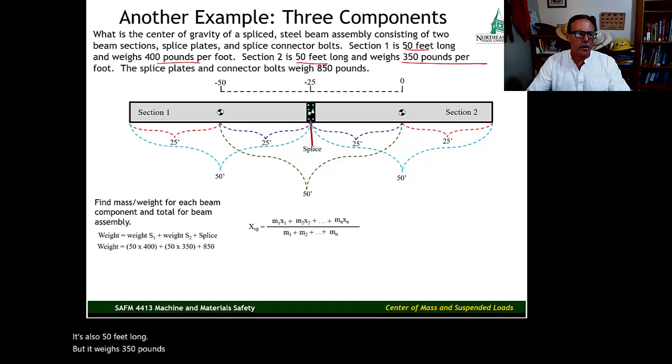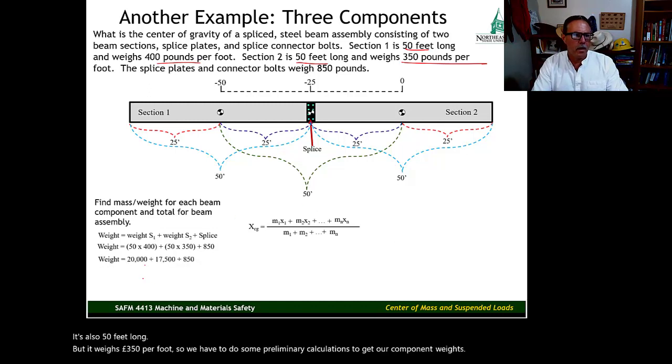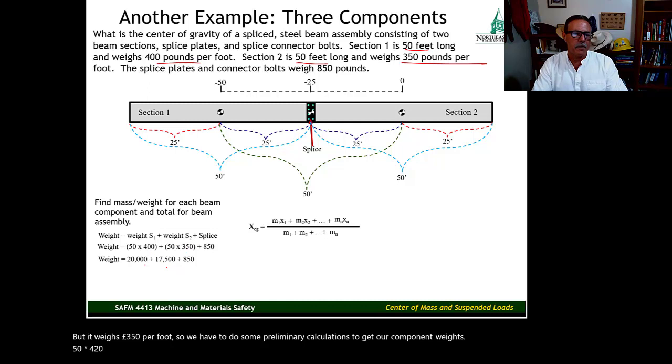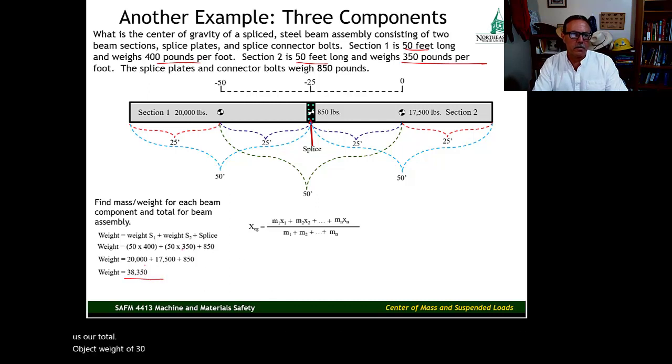So we have to do some preliminary calculations to get our component weights. 50 times 400, 20,000. 50 times 350, 17,500. And then our splice plate weight is given to us. So all of these three weights together give us our total object weight of 38,350 pounds. Again, 20,000 pounds, Section 1, 17,500 for Section 2, 850 for the splice plates.